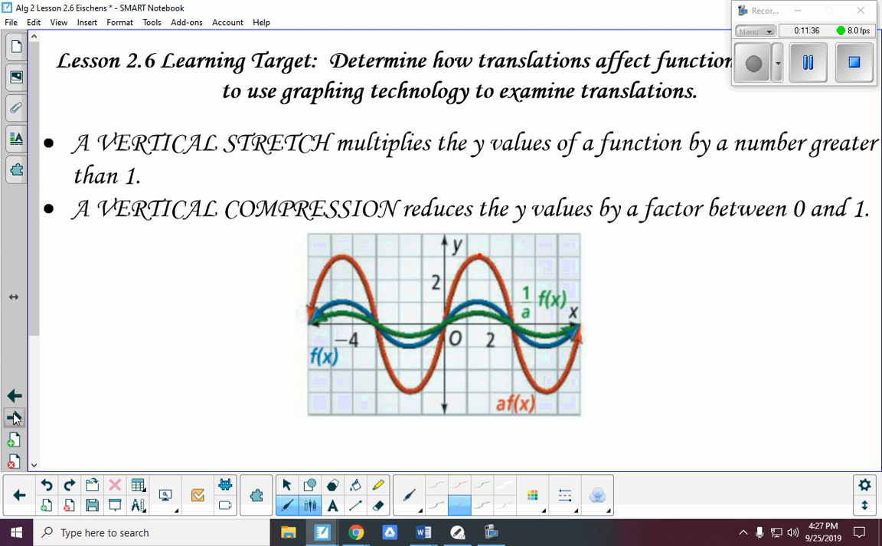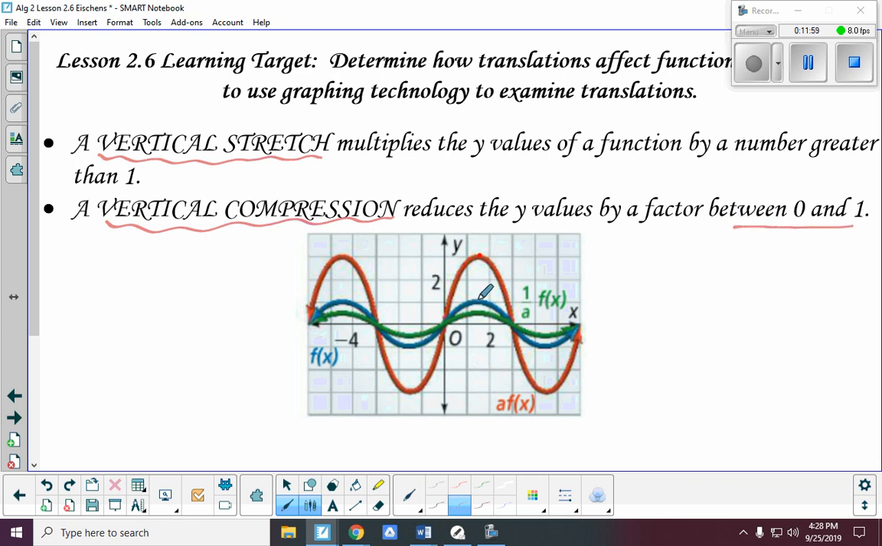All right, next, some more vocabulary words. A vertical stretch of a function multiplies the y values of a function by a number greater than 1. A vertical compression reduces the y values by a factor between 0 and 1. So in other words, it's a fraction between 0 and 1.